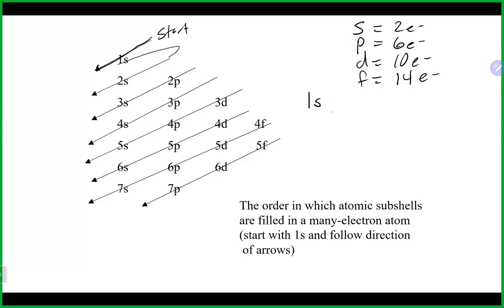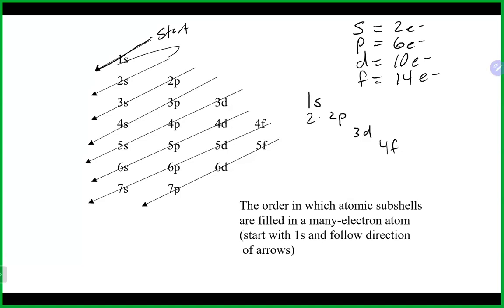So you go down to the right, 2p. D starts on what energy level? 3. Go down to the right. And F starts on what energy level? Down to the right, 1, 2, 3, 4. All you have to do now is just fill in the numbers with the letters underneath each of those.